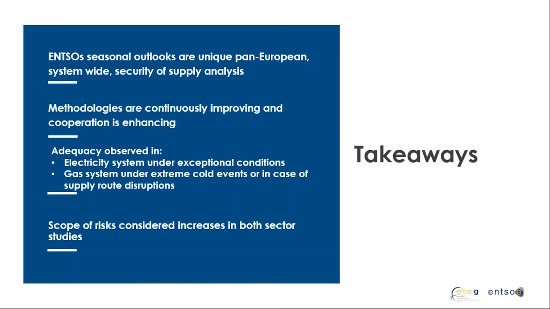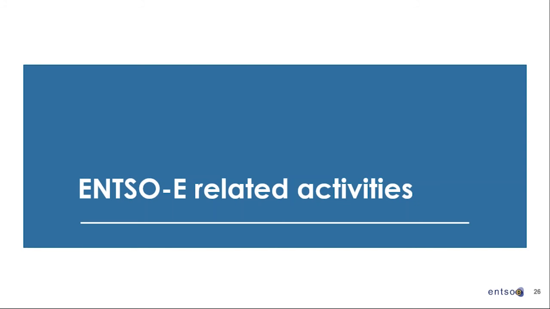We wanted you to take some takeaways: our seasonal outlooks are unique in the sense that they are pan-European, they're system-wide, and the methodologies are continuously improving, and cooperation between the TSOs and between gas and electricity is always increasing. Adequacy that is studied in our outlooks is for electricity adequacy under exceptionally severe conditions, and for gas under extreme cold events or in case of supply route disruptions. And the scope of risk considered increases in those sector studies, so as to cover as many potential risks as possible.